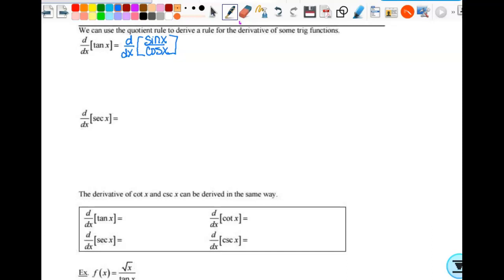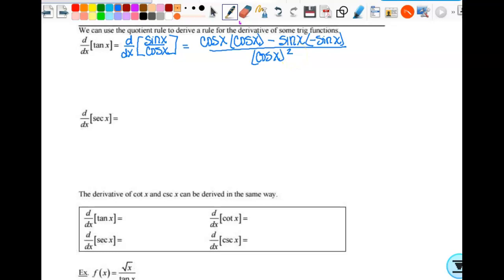So when we actually take the derivative, we take the derivative of the top, which is cosine. So it's cosine x times the bottom, which is just cosine x, minus the regular numerator, sine x, times negative sine x, all over cosine x squared. Everybody agree with that so far?